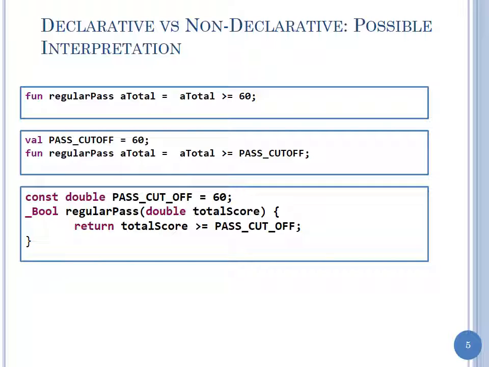And the third example is from C, where I actually say the total score is double and the return value of regular pass is Boolean. Okay, so that was not quite what I meant, but that's a very good interpretation of what I was asking, because I said, what's the opposite of declarative? And there can be multiple definitions, multiple interpretations there. So that's declared versus inferred. Okay, and that's making it easier for the programmer to understand things. They don't have to write the inference algorithm themselves.